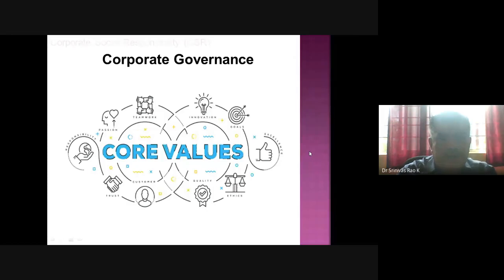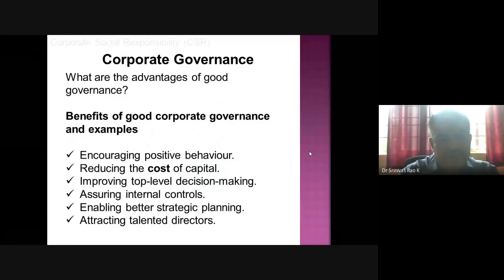Then what are the advantages of good governance? Or there may be a question: what are the benefits of good corporate governance, with example. So this question may come like that. Everything is given question-wise. So benefits of good corporate governance: encouraging positive behavior in a business, reducing the cost of capital.